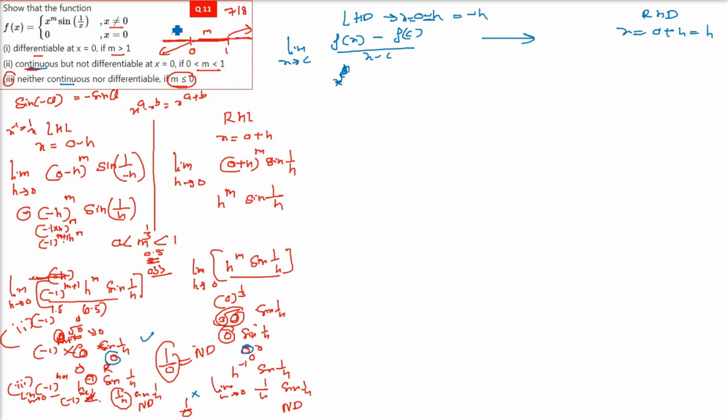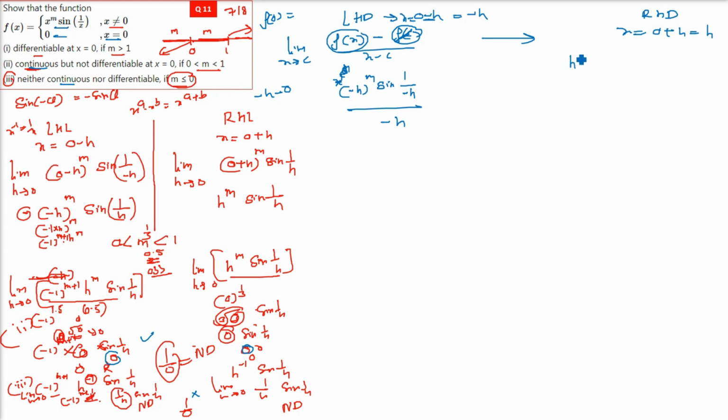Now wherever x is there, we'll put minus h and h. So minus h to the power m. I am replacing f(x) by minus h raised to the power m sine 1 by, since it is negative h, we'll write it negative h. And minus f(c), f(c) is what? c is 0, because we have to check at 0. f(0) is already given in the question, f(0) is 0. So you don't have to write minus f(c), f(c) is 0. What is x minus c? It is minus h minus 0, because c is 0. So negative h will be in the denominator.